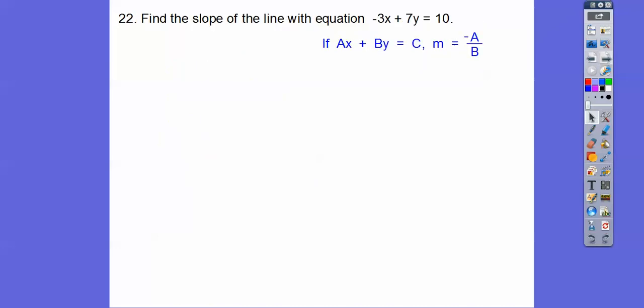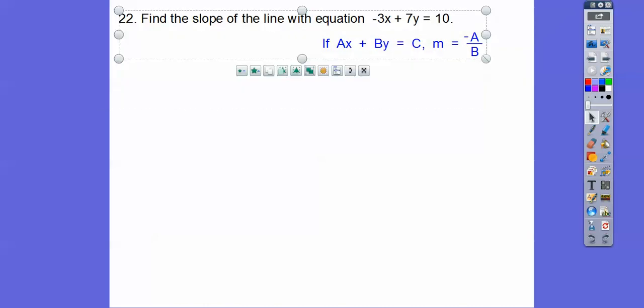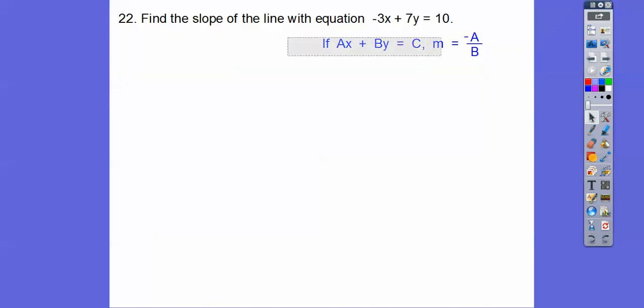Okay, all right, let's do this one here. So find the slope of the line that has this equation. Whoops, I kind of gave it away right there. If it's in that form right there, let me take that out of there. I'm just trying to be proactive for when I teach this lesson in class.